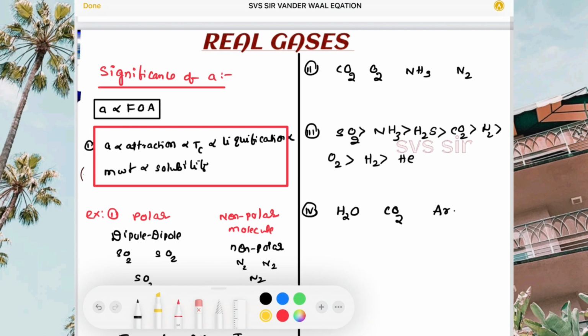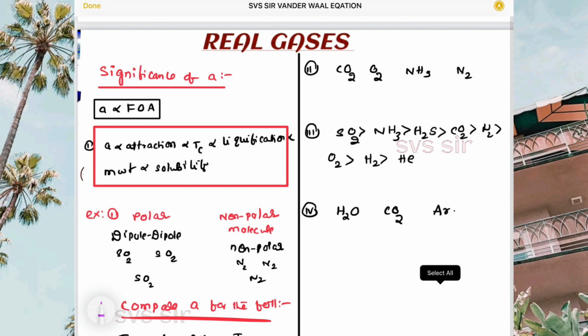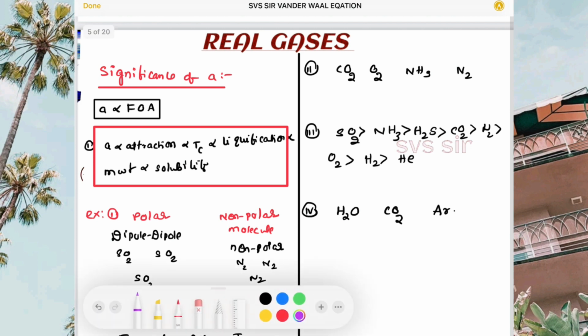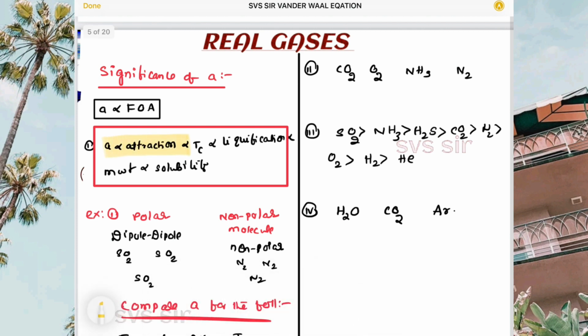Now let us discuss the significance of a. First important point: a is directly proportional to force of attraction. a increases with increasing attraction. a is directly proportional to critical temperature, liquefaction, molecular weight, and solubility. When a increases, attractions increase, critical temperature increases, liquefaction increases, molecular weight increases, solubility also increases.